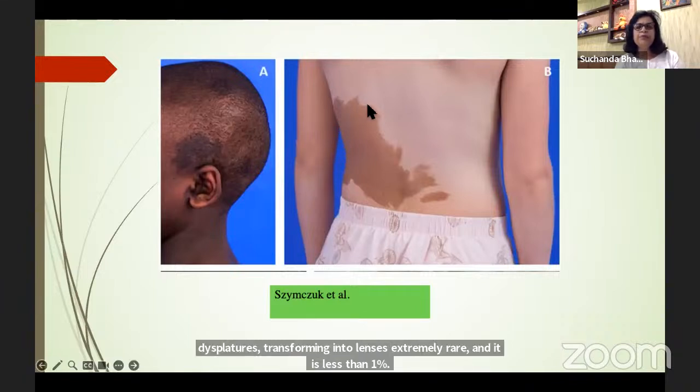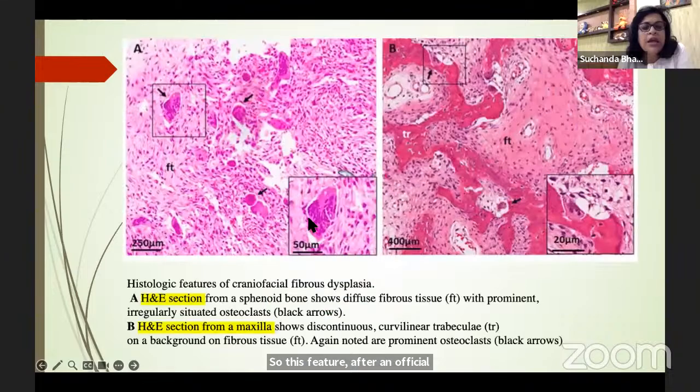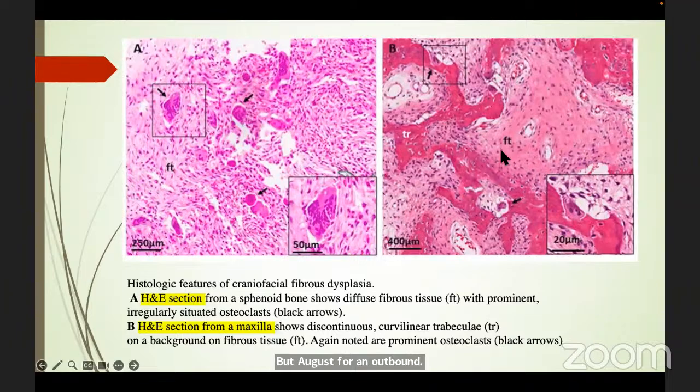So this is a typical appearance of café-au-lait spots. You can see they're not like the typical neurofibroma spots. They have a jagged and ragged border. This is a feature of craniofacial dysplasia of the sphenoid bone, where you can see prominent osteoclasts. You can see these are the osteoclasts, and this is from a maxilla, the same thing, where you can see irregular osteoclasts here and there.